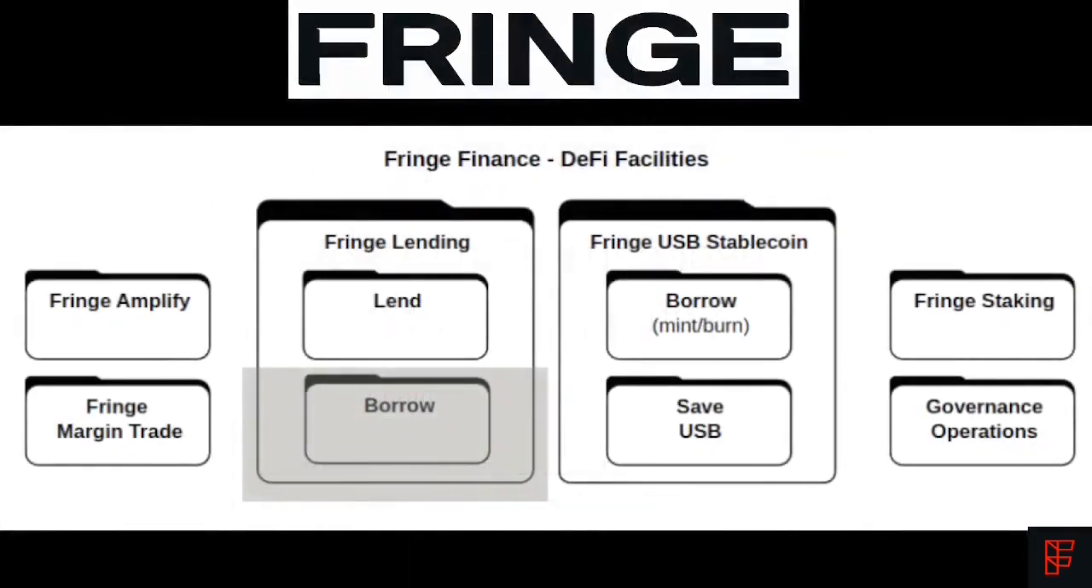A bird's eye view of what we're looking at here is on the center left. We'll be looking at the Fringe Lending facility within the overall Fringe Finance DeFi platform. And particularly, we're looking at the borrow functions. Now, there are other aspects to the Fringe ecosystem, such as the Fringe Amplify and the Fringe Margin Trade leverage trading facilities. And there's also the Fringe USB stablecoin and Fringe staking and various other functions, which we won't talk about today.